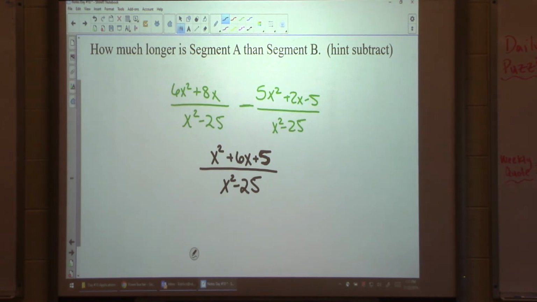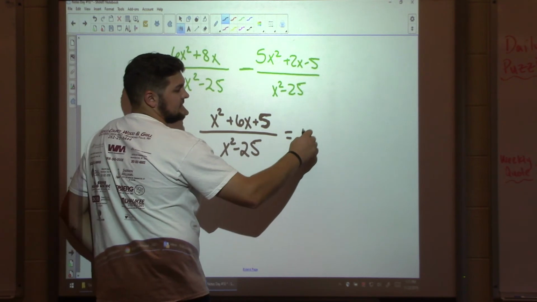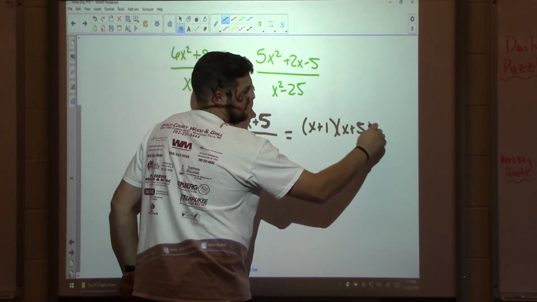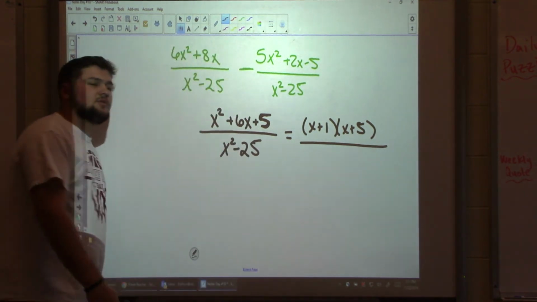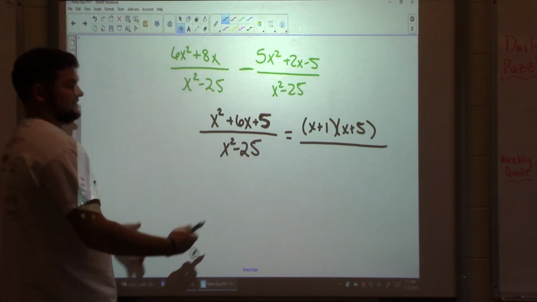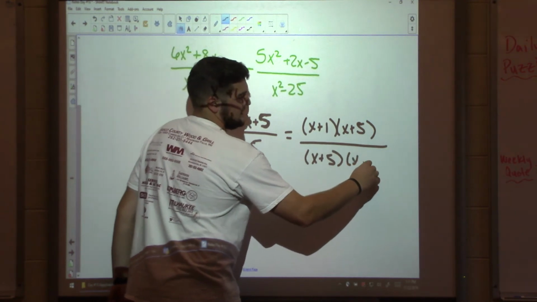Alright, cool. Done? Box it up? No. What do I have to do, Miss Larson? Factor, because I have to try and simplify it. My numerator factors: x plus 1, x plus 5. My denominator is one of those cool things called a difference of perfect squares. Gives me x plus 5, x minus 5.